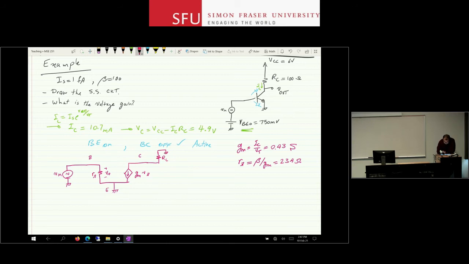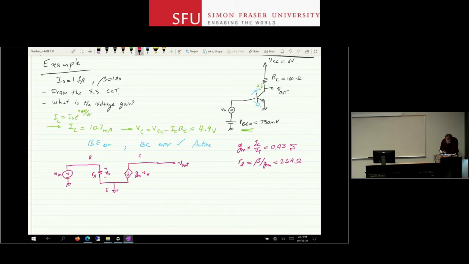So this is my circuit, small signal circuit. Once you know what you're dealing with and the DC source at the top has vanished, you just flip RC and put it below this line as well.